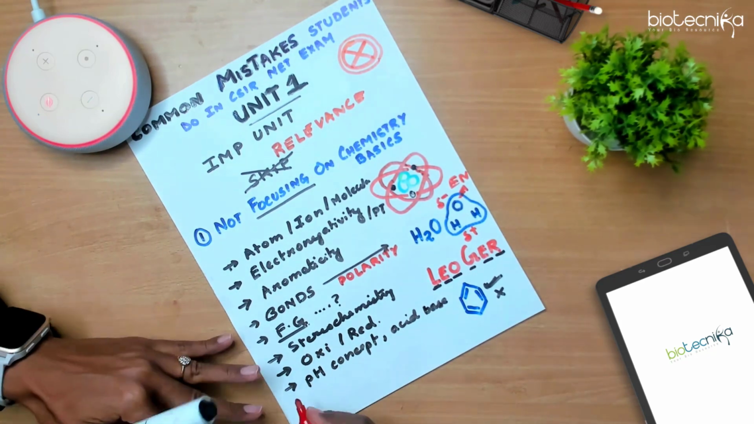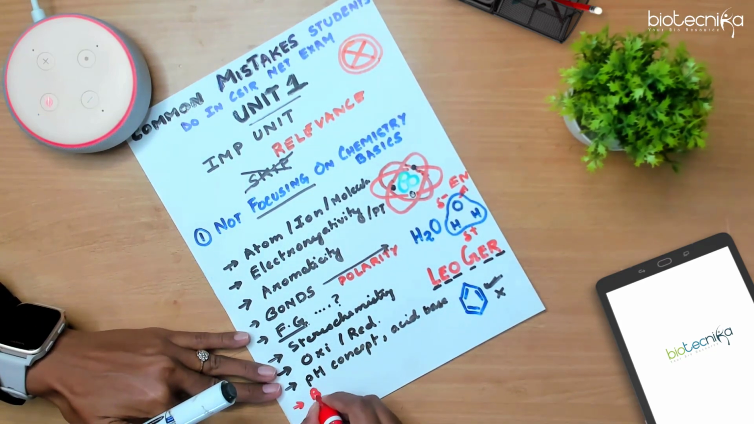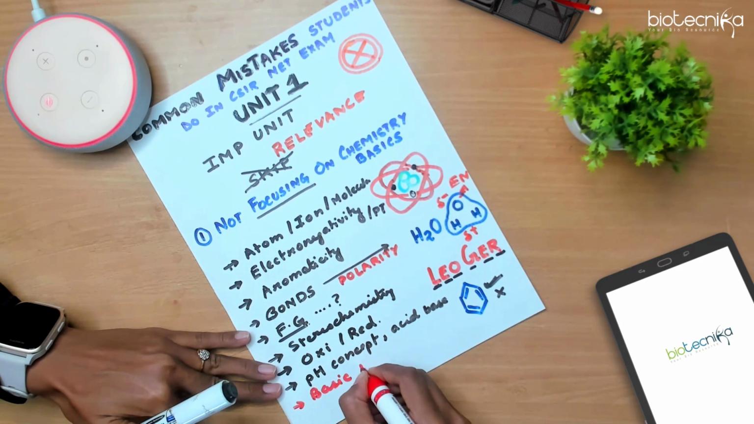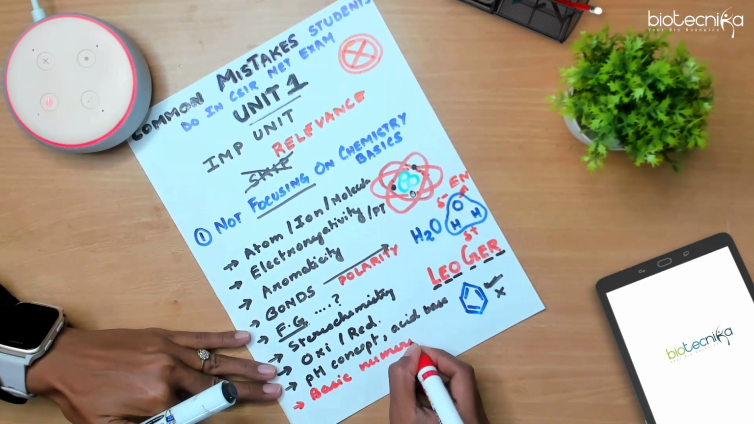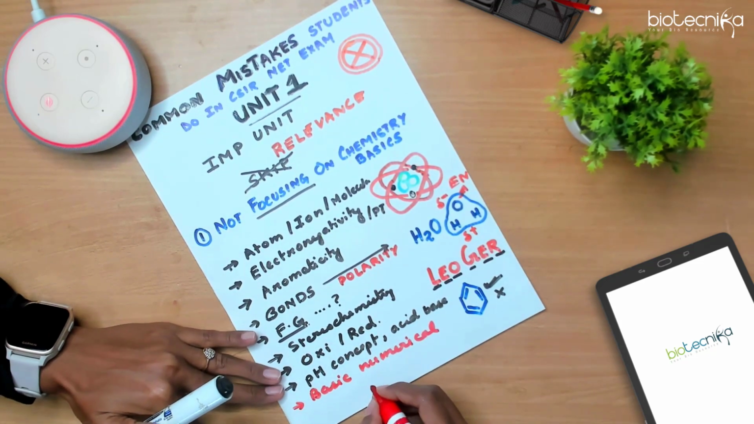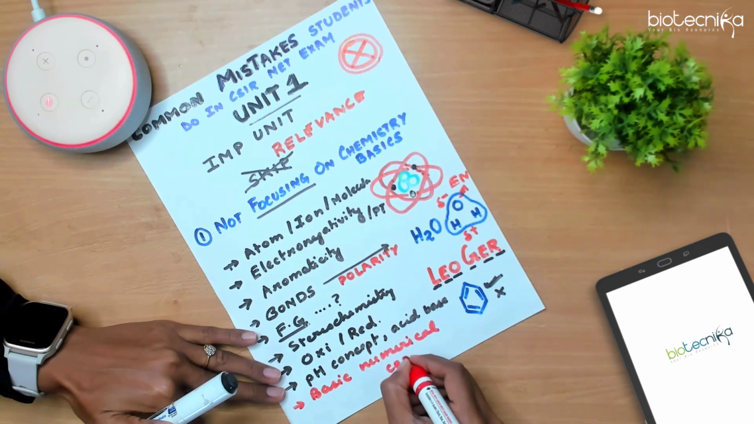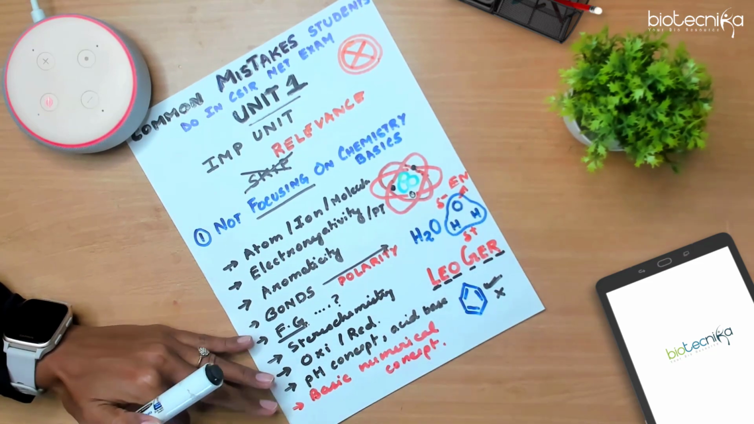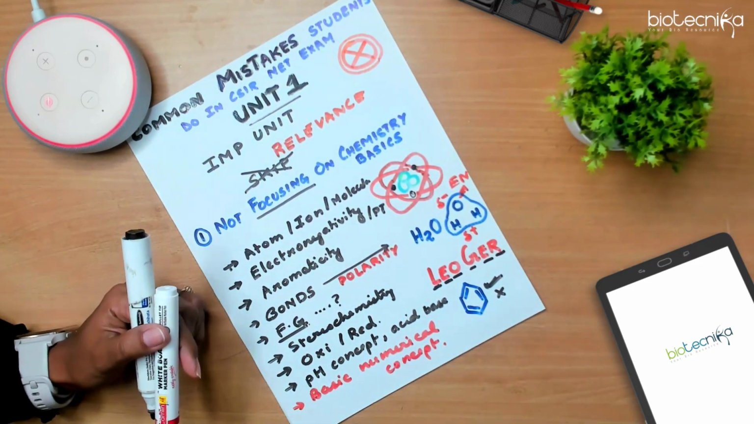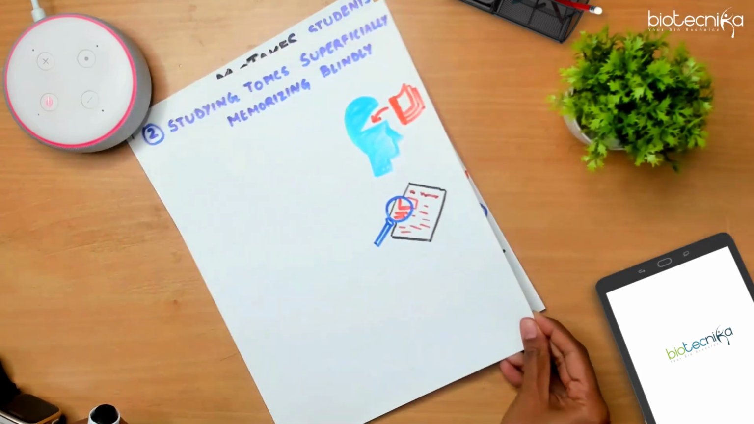And not forgetting, the most important is basic numerical concepts. That is normality, molarity, mole concept, Dalton, gram molecular weight. These should be at your fingertips and you should be able to do the calculations very easily.